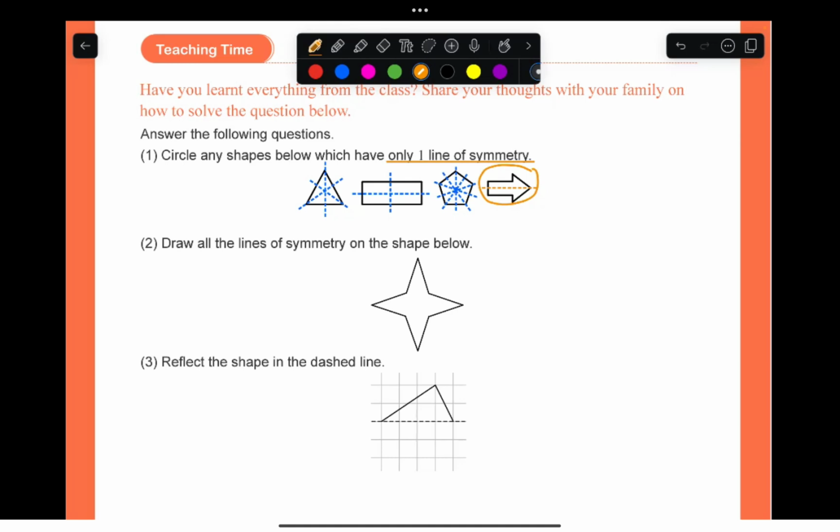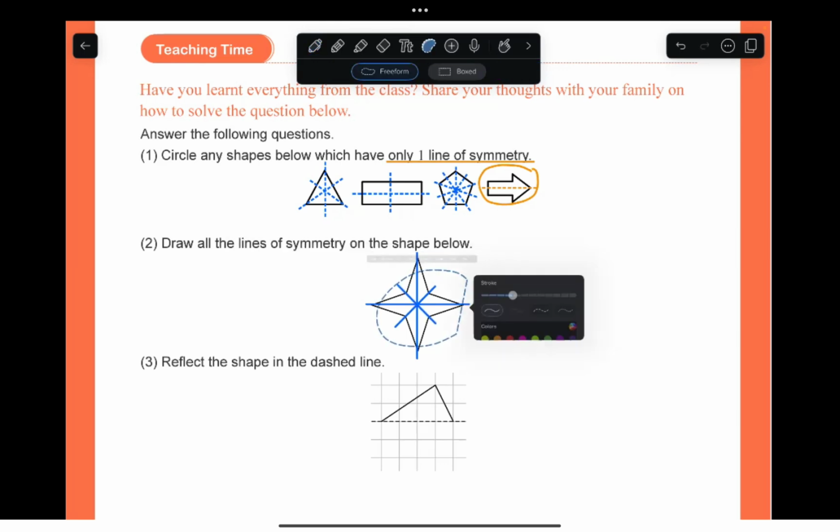Now, let's do the second one. Draw all the lines of symmetry of the shape below. Okay, so for this star-like shape, there are actually 4. So the vertical and the horizontal, and then you can also have 2 diagonal ones. So these 4 are the lines of symmetry. Okay, lines of symmetry. Now we go on to question 3.